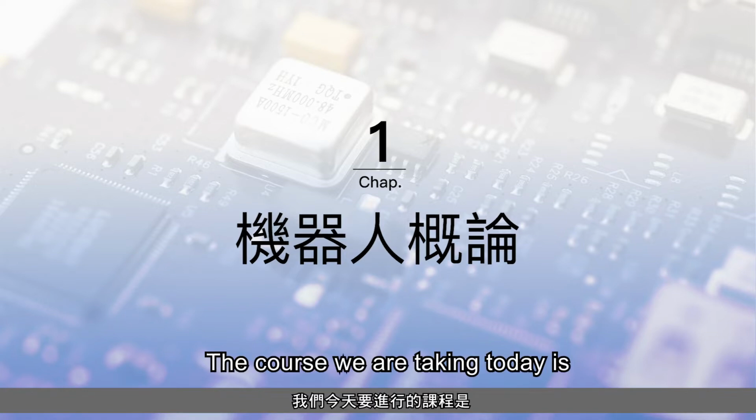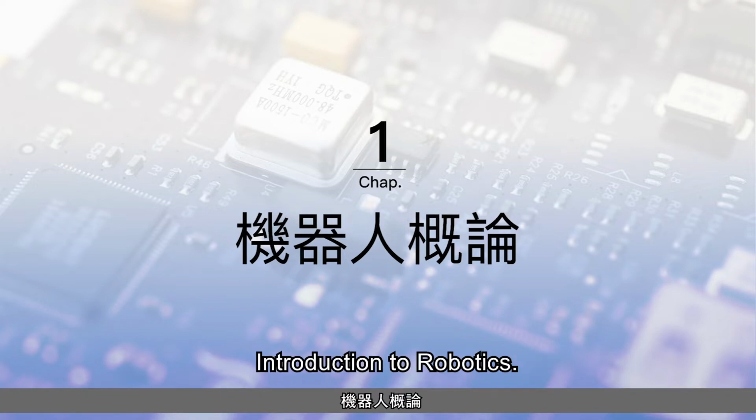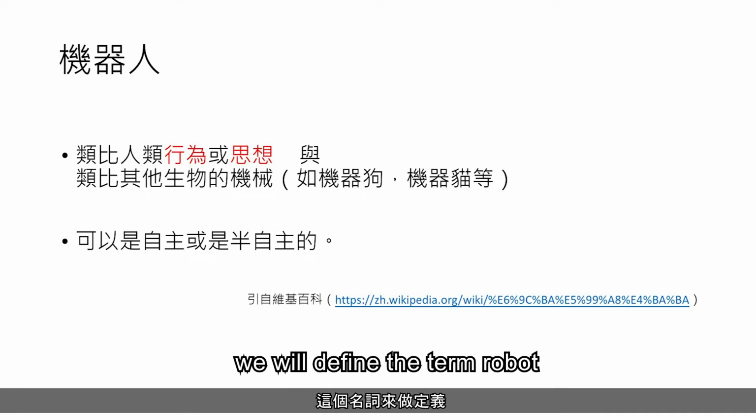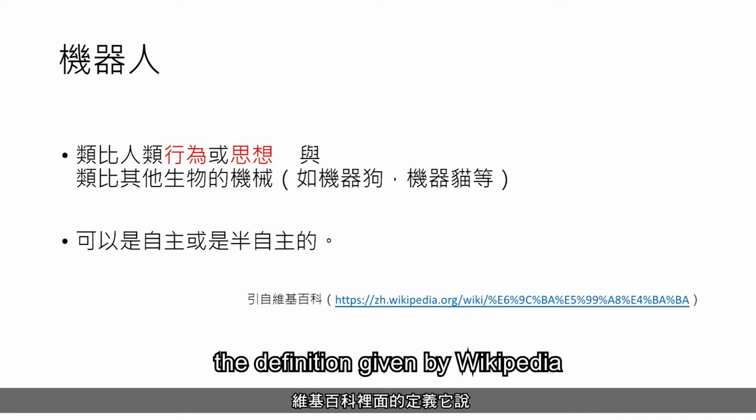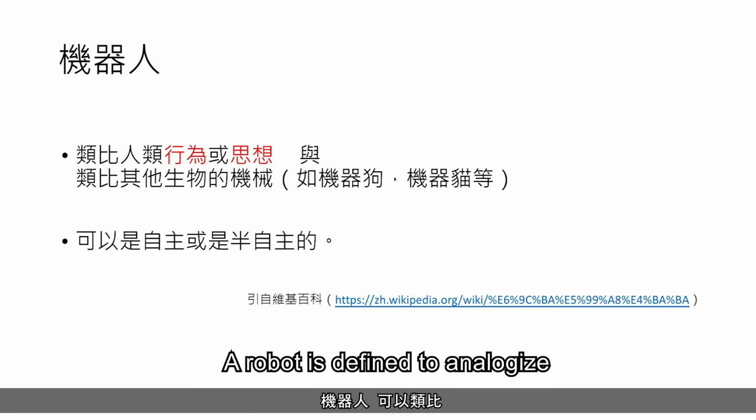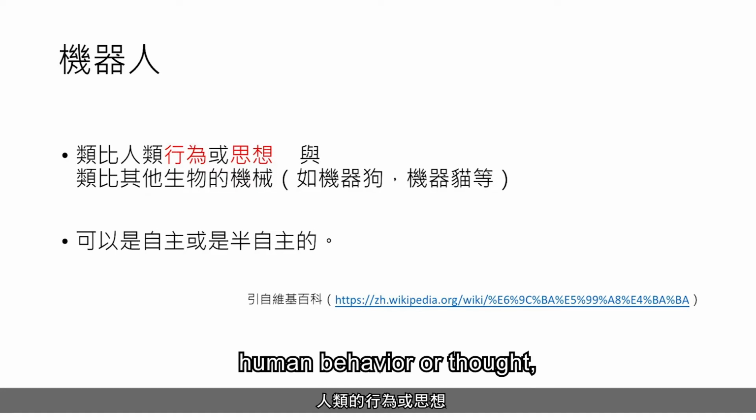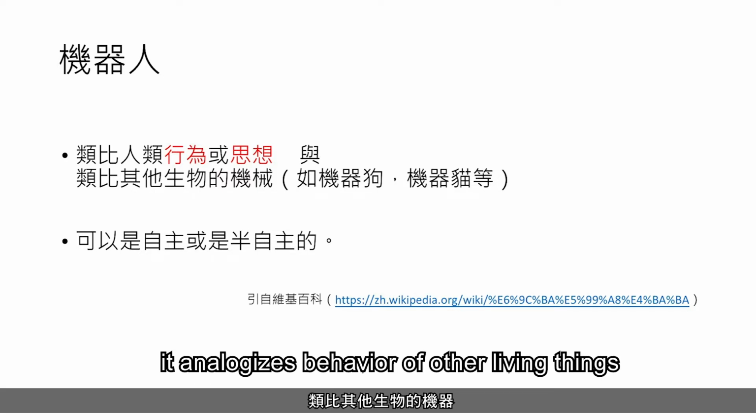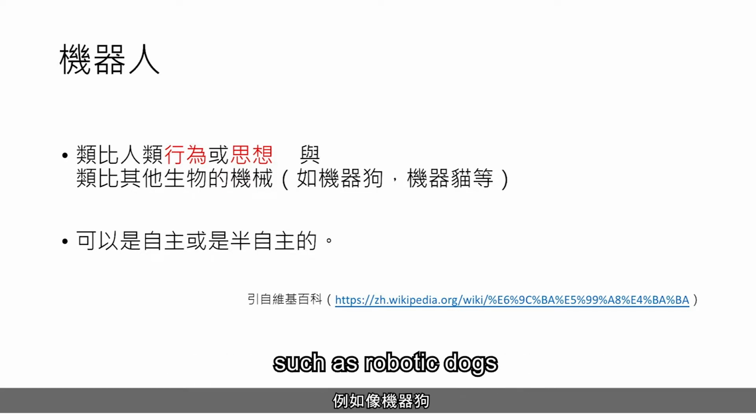The course we are going to talk about today is Introduction to Robotics. First of all, we will define the term robot, and we shall use the definition given by Wikipedia. A robot is defined to analogize human behavior or thought. Or you can also say it this way. It analogizes behavior of other living things, such as robotic dogs and robotic cats, etc.